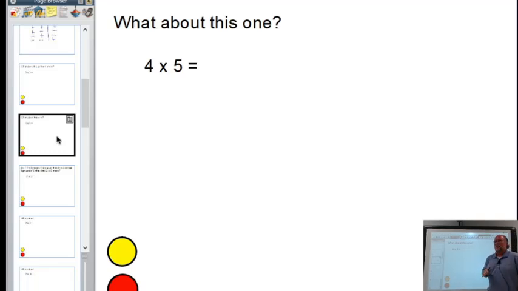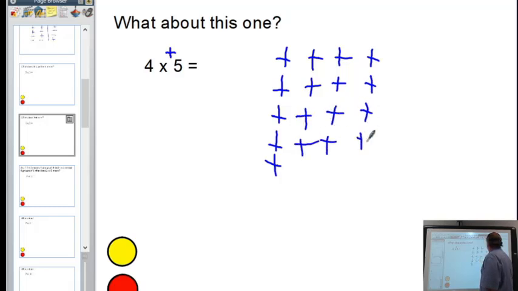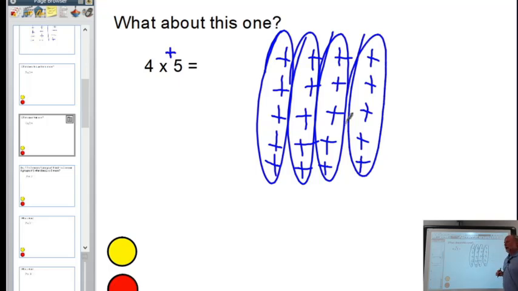So if that one meant 2 groups of 3, what does this mean? Well, this means 4 groups of 5. More specifically, it means 4 groups of what kind of 5? Positive 5. So if I had 4 groups of 5, here's 4 groups of 5: 1 group, 2 groups, 3 groups, 4 groups. What do I have in my pile there? Well, I've got positive 20. So that's what that means.